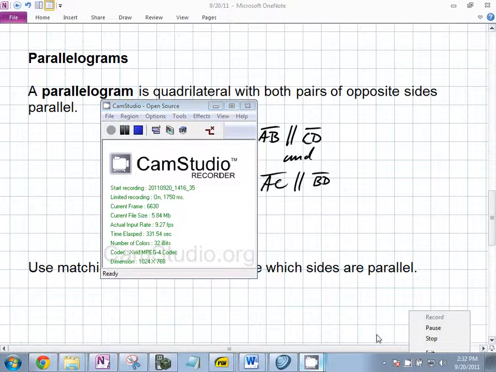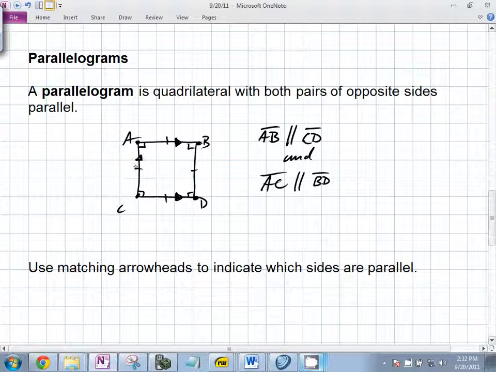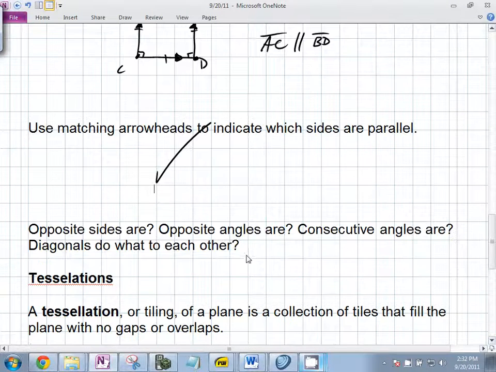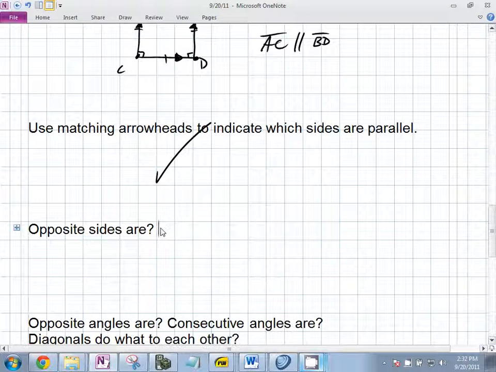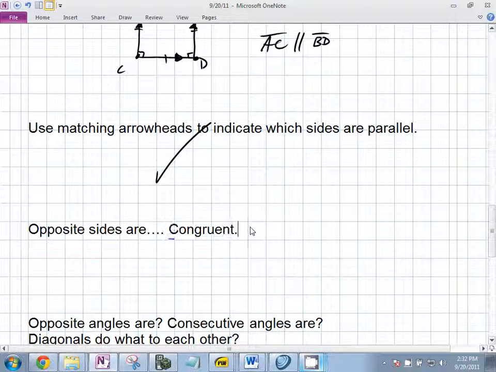So it's similar to the congruency. If you want to do another pair, you would do double arrowheads. Those mean those are parallel. We've seen that before. It shouldn't be anything too new for you. Now, what about opposite sides? Opposite sides are what in a parallelogram? They are congruent. That's correct. What about opposite angles?